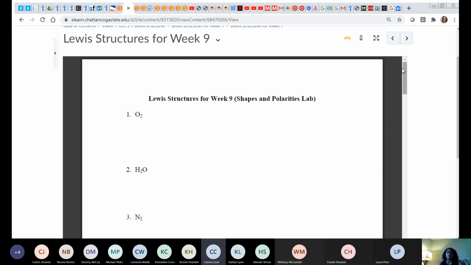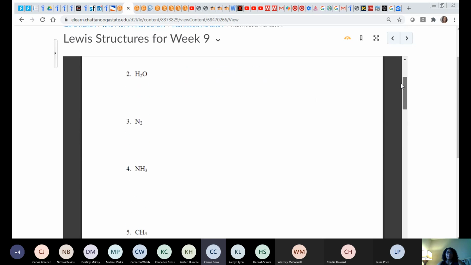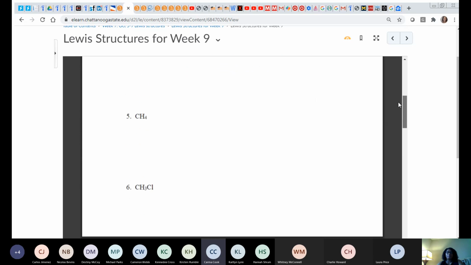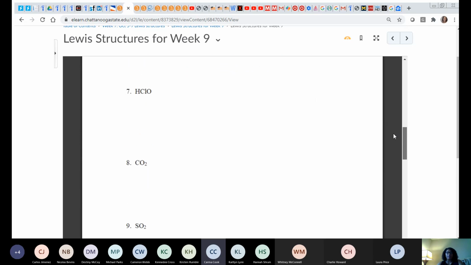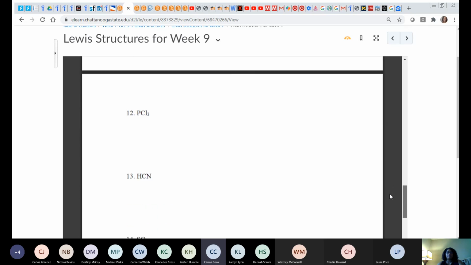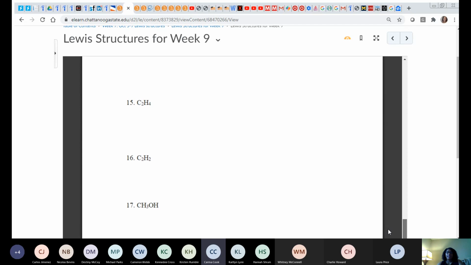Now, some of these Lewis structures we're drawing today, like water, ammonia we just drew, methane, we just drew that one, and you're going to draw CO2. And if you're in my lecture class, we've also drawn some of these in lecture.